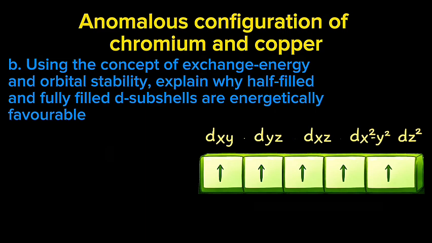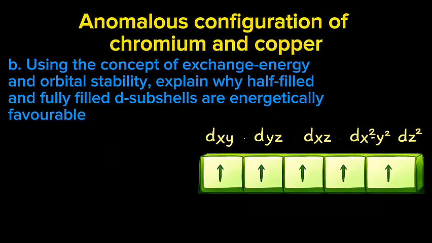So a very similar thing occurs with electron repulsion. Half-filled orbitals have the same repulsion, same effect on each other. So this creates a stable orbital, and of course it's known as orbital stability. So the same thing, or rather a similar thing, occurs in fully filled d subshells.